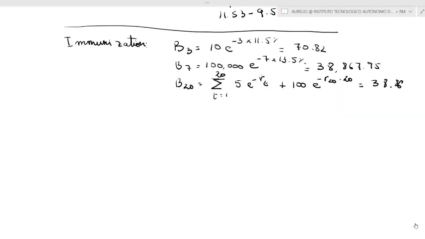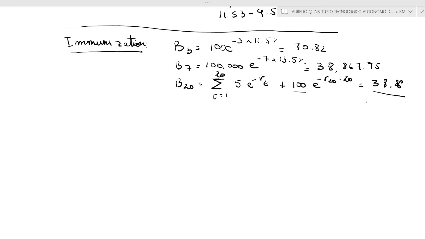So here I'm going to do this immunization exercise. The first thing I do is compute the value of my 3-year bond, which is 100 times e to the minus 3 years times 11.5, that's the interest rate, and that's 70.82. The 7-year liability, it's 100,000 discounted to present value, so I get 38,000. And then the 20-year bond with all the coupons and the par value. So I get a price of 38.86.